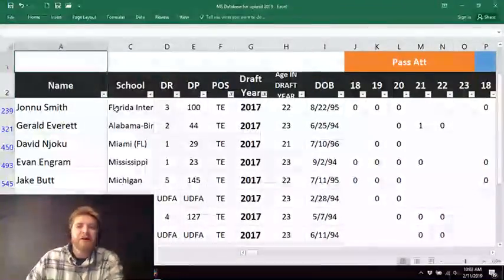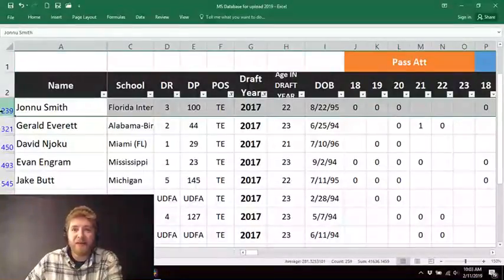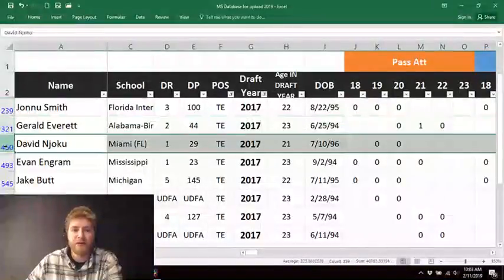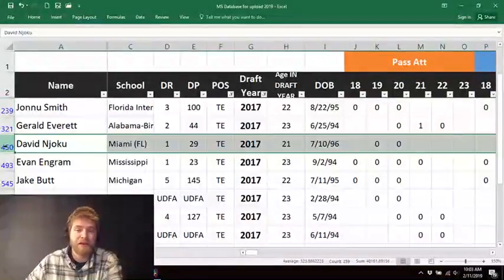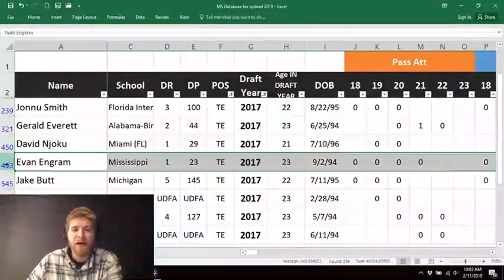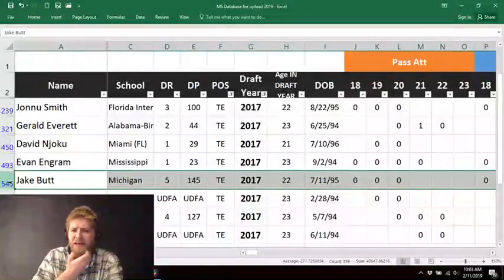Alright. So, if we look at the 2017 draft class, it actually says Jonnu Smith had the best production score. Gerald Everett came in second. David Njoku, who is the most interesting buy low tight end from this class, came in third. And Evan Engram came in fourth. Jake Butt, interestingly, came in fifth.